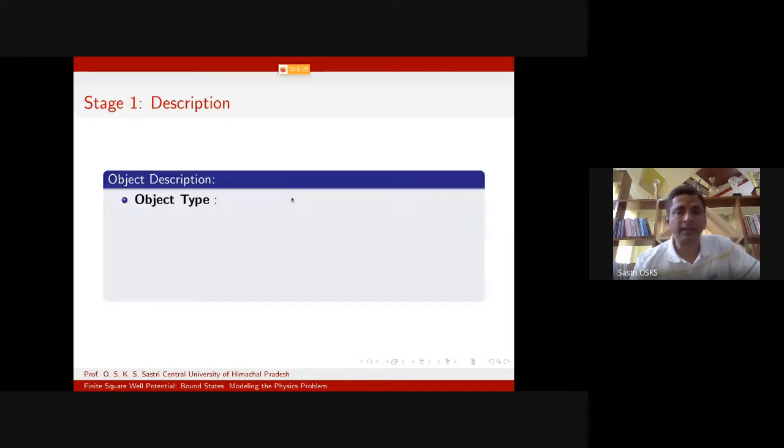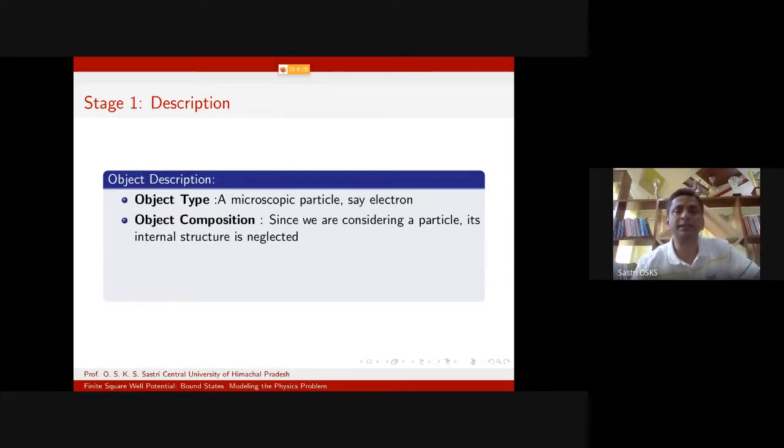Just to revise, unless we keep listening to this again and again, it does not sink in. The first thing is we should always start with the description. In description, we have three parts: object description, interaction description, and process description. Let us start with object description, in which first you describe the object type. We are again looking at the same microscopic particle, let us say an electron. The composition will not be there because the electron is a structureless particle, therefore we neglect it.